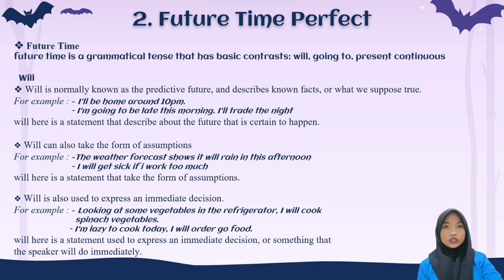Will is normally known as the predictive future and describes known facts or what we're supposed to do. For example, I will be home around 10 p.m., or I'm going to be late this morning. Will here is a statement that describes the future that is certain to happen.